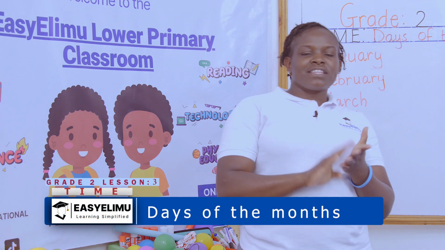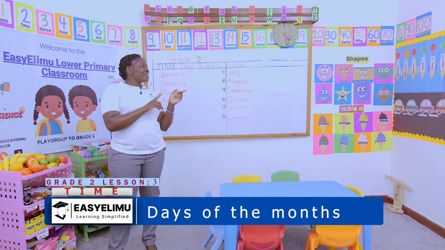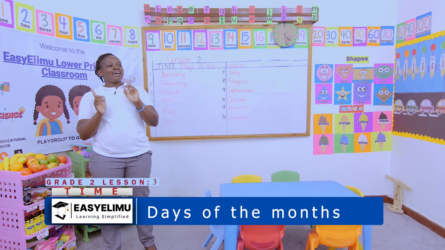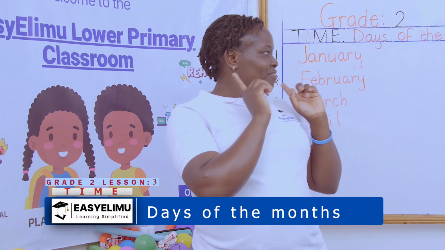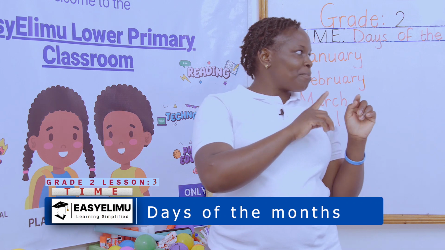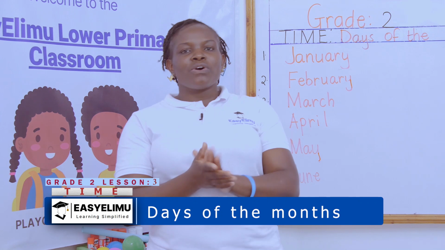There are 12 months in a year, and this is how you say them. January, February, March, April, May, June, July, August, September, October, November, and December.